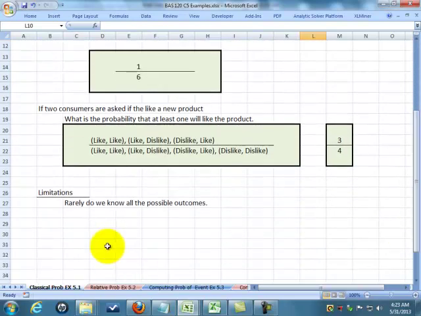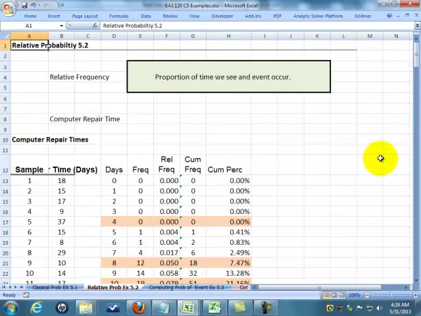So this classical definition works great. Why would we have 2? Well, there's some limitations to this classical probability. And the biggest limitation is oftentimes we don't know all the possible outcomes. So let's talk about that for a minute in the next example on relative probability. It's called the relative frequency. It's the proportion of time we see an event occur. We might not know all the events.